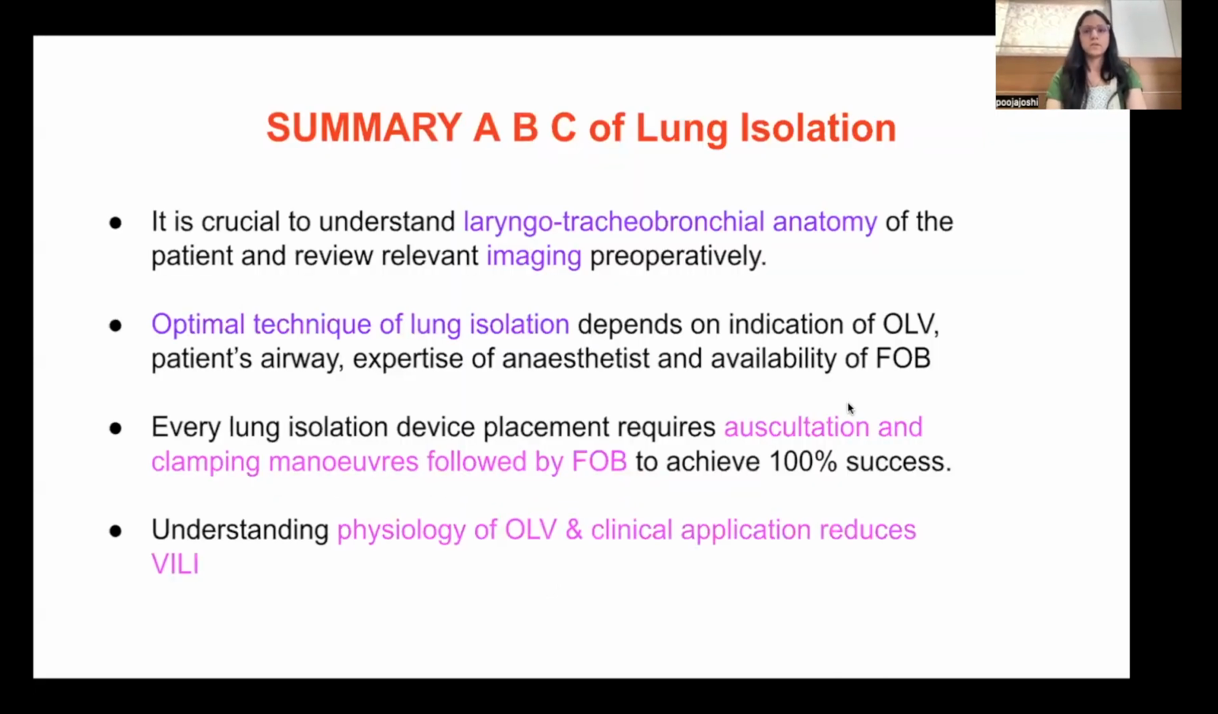So to summarize, the ABC of lung isolation: A for anatomy, B for fiber optic bronchoscopy, C for the CT scan or chest X-ray. It's crucial to understand the anatomy of the patient, review the relevant imaging preoperatively. The optimal technique of lung isolation depends on the indication of one lung ventilation, patient's airway, expertise of anesthetist, and availability of fiber optic bronchoscope. To achieve 100% success, every lung isolation device placement requires auscultation, clamping maneuvers followed by fiber optic bronchoscopy. And understanding the physiology of one lung ventilation and its clinical application reduces the ventilator-induced lung injury.